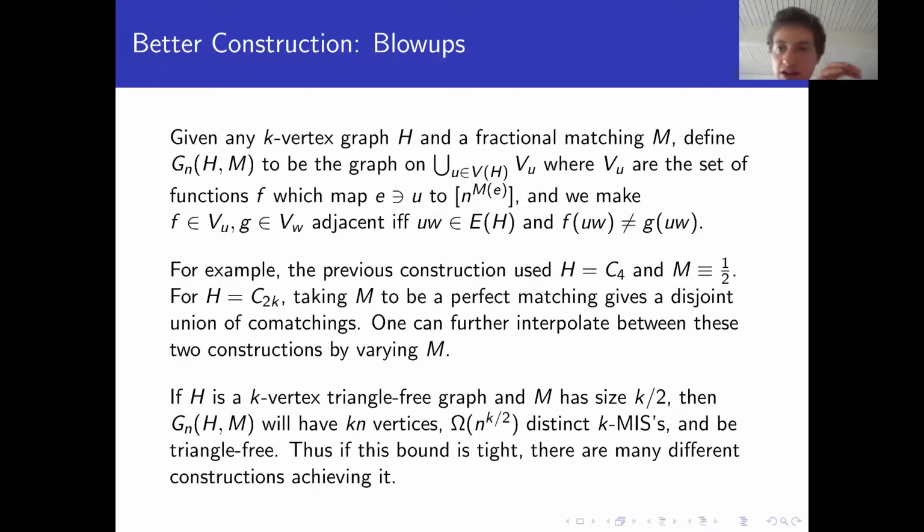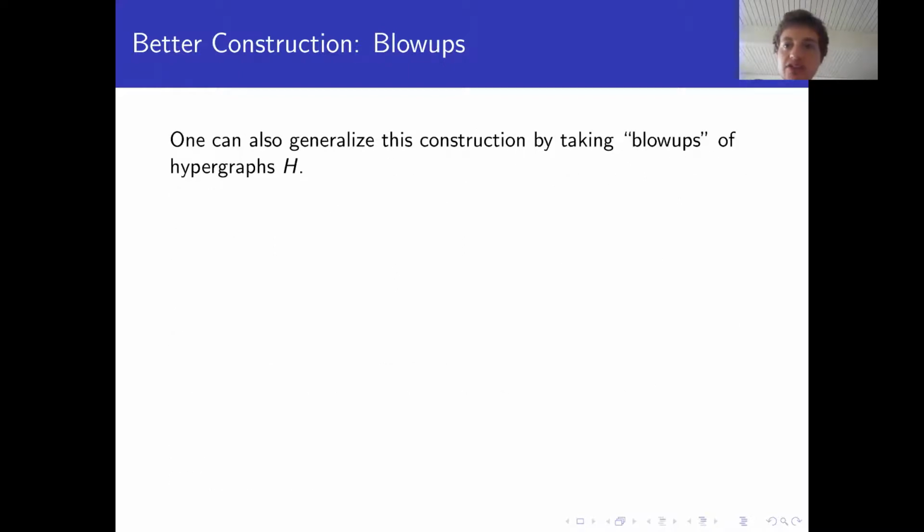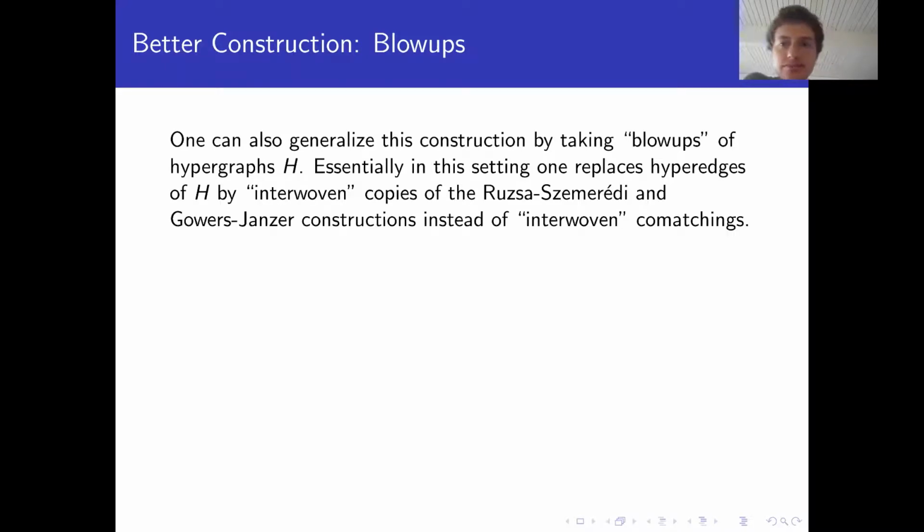You can start, instead of looking at graph cycles, you can look at arbitrary graphs. But you can also generalize this, instead of looking at graphs, to looking at hypergraphs. And I'm not going to go into too much detail with how exactly this is done. Basically, the idea is you start with some hypergraph H, and so before what we were doing is we start with some graph G, and then we made a blow-up where whenever there was an edge in our base graph H, we made some weird interweaving of co-matching.